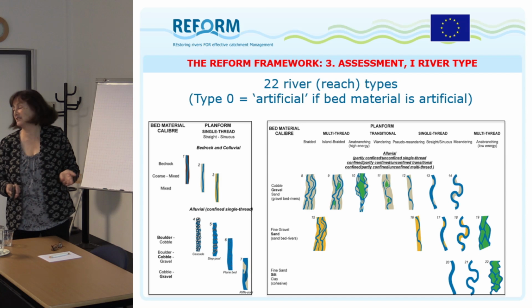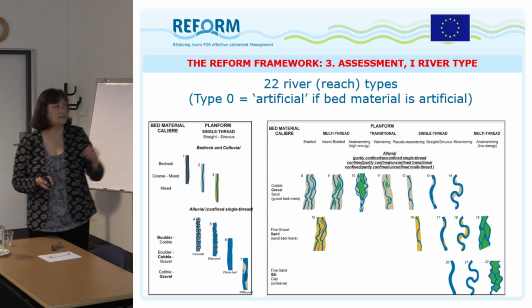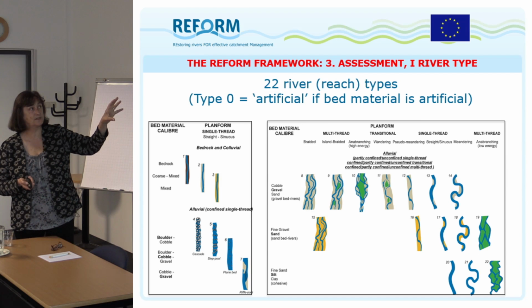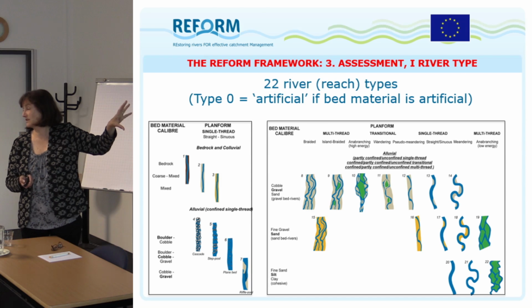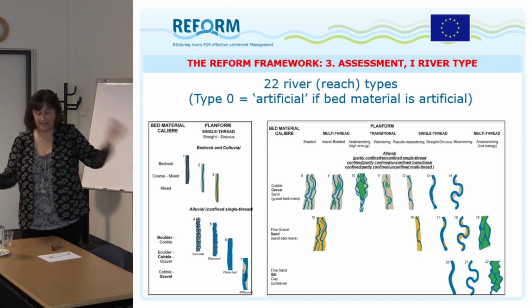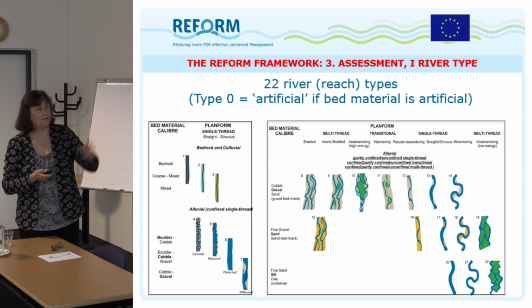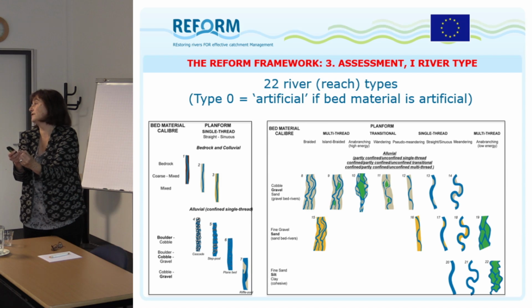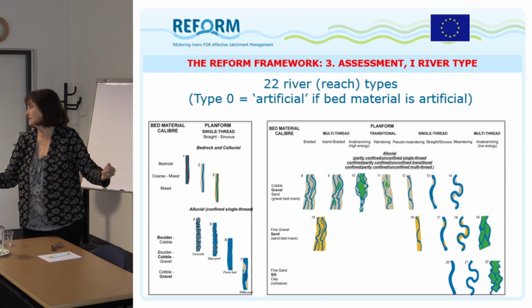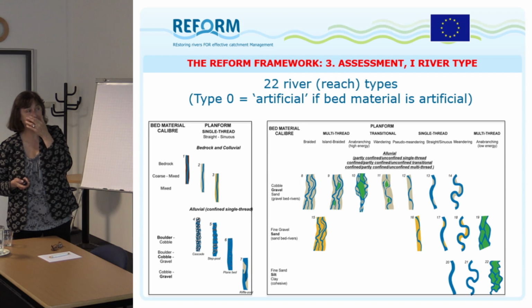So we've defined these 22 types plus type 0. And the 22 types fall into two broad groups. On the left, we've got confined river types. So these are the river types you might see where they can't move very much laterally because they're confined within a narrow valley. On the right, we've got types you may well see within a confined valley, but often it'll be partly confined or unconfined. So these are more widespread types that you may see.